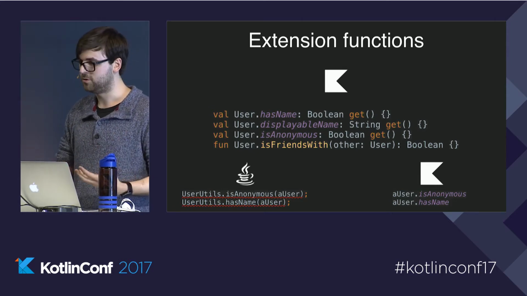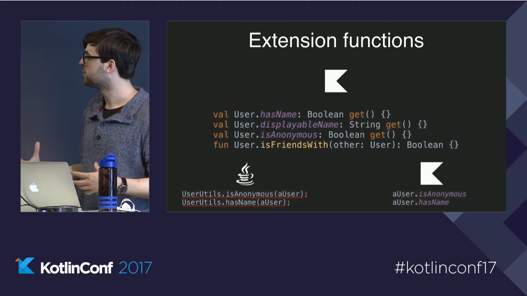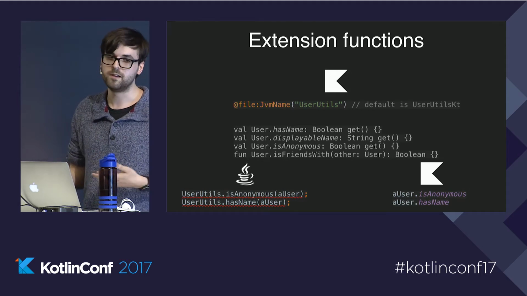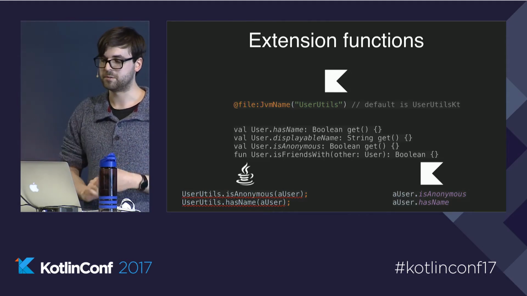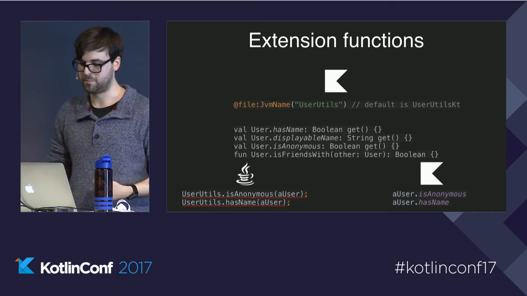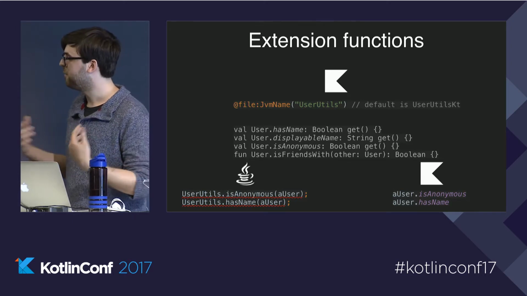So the first thing we can do, going back to what we said before, is annotate the whole file with JVM name user-utils. The reason this wasn't working is because all these user-utils were under user-utils-kt, right? Because of the way that Kotlin namespaces functions that it exports into JVM bytecode. So we annotate it, and now we think everyone's happy, except everyone's not happy.